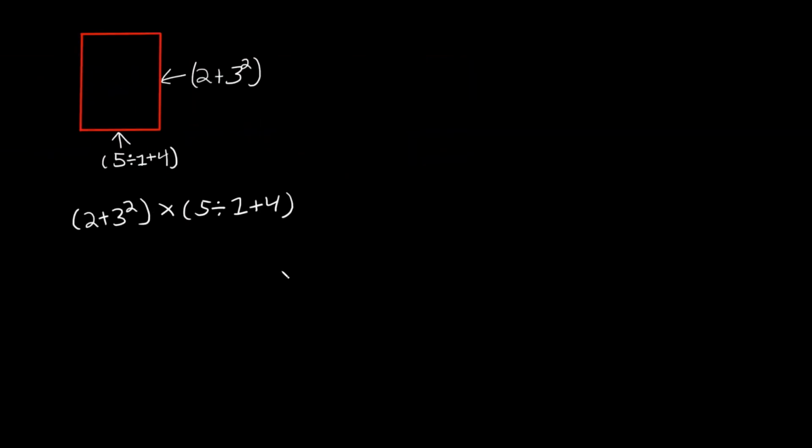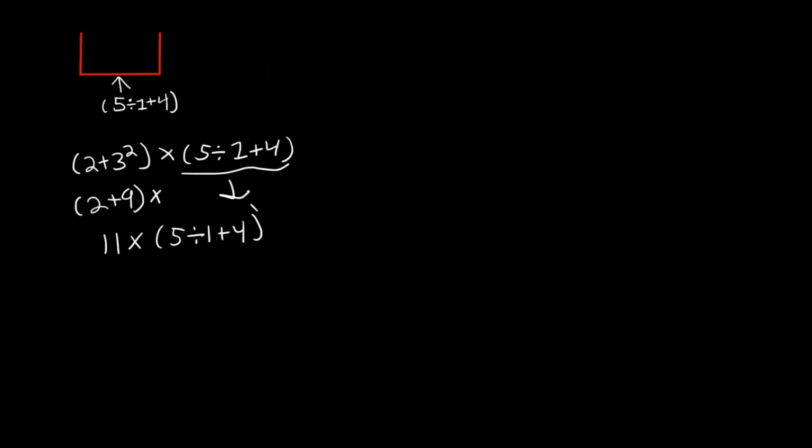So we can use order of operations to evaluate this expression. So here we have parentheses, and then we're going to look for parentheses in the parentheses, and there is none, but there is an exponent. So we can rewrite this as 2 plus 9 times all of this. And then this will be 11 times 5 divided by 1 plus 4.